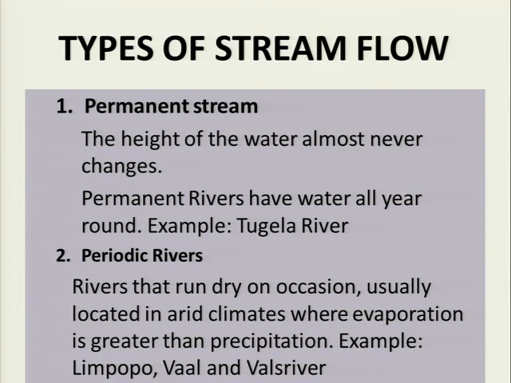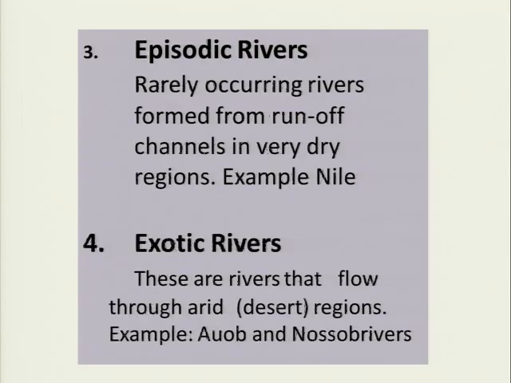What is the difference between a permanent and a periodic river? A permanent river is a river where the height of the water almost never changes. Not even depending on the season, it's always the same amount of water, like the Amazon, the Nile, the Tugela River. A periodic river is a river that runs dry on occasion, usually located in an arid climate, guys, meaning that according to season, the amount of water in that river will decrease or increase.